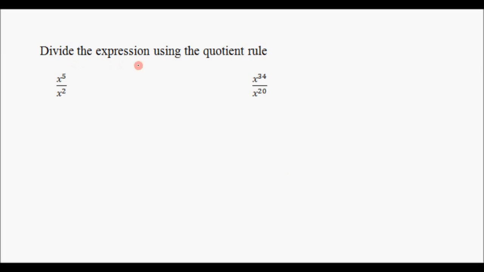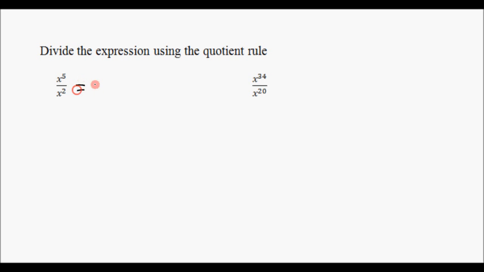It says to divide the expression using the quotient rule. I've got two different problems here. And I'm going to do this one first, but in the process of doing this, I'll explain what the quotient rule is. We have x to the fifth divided by x squared.